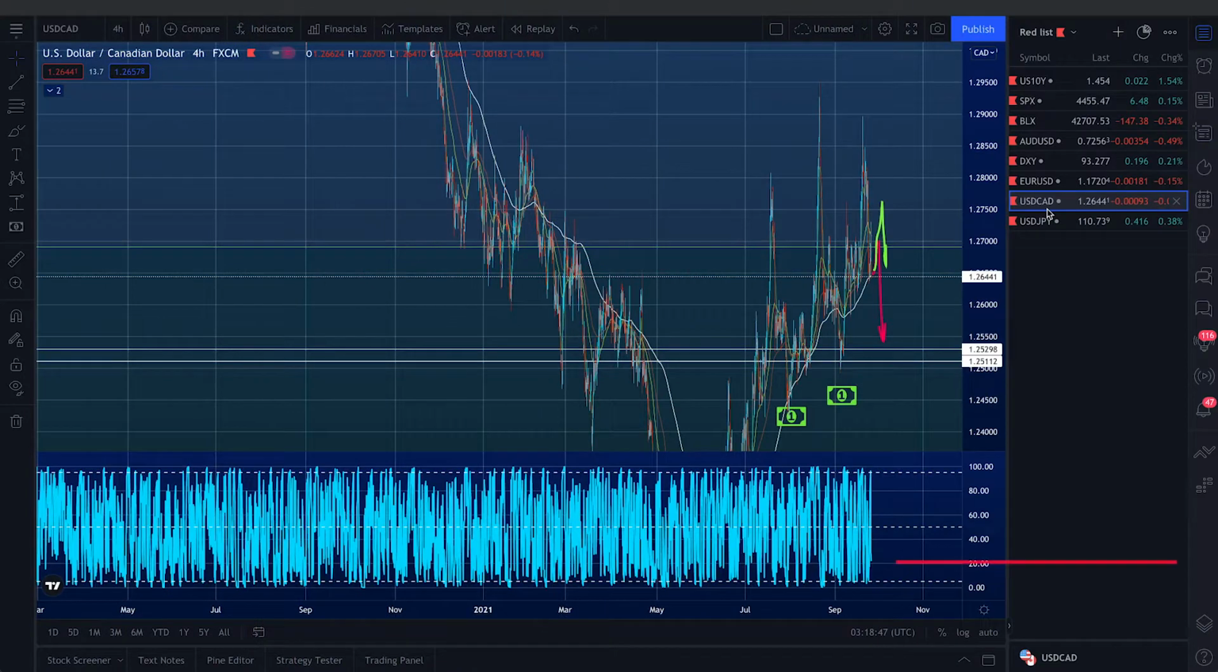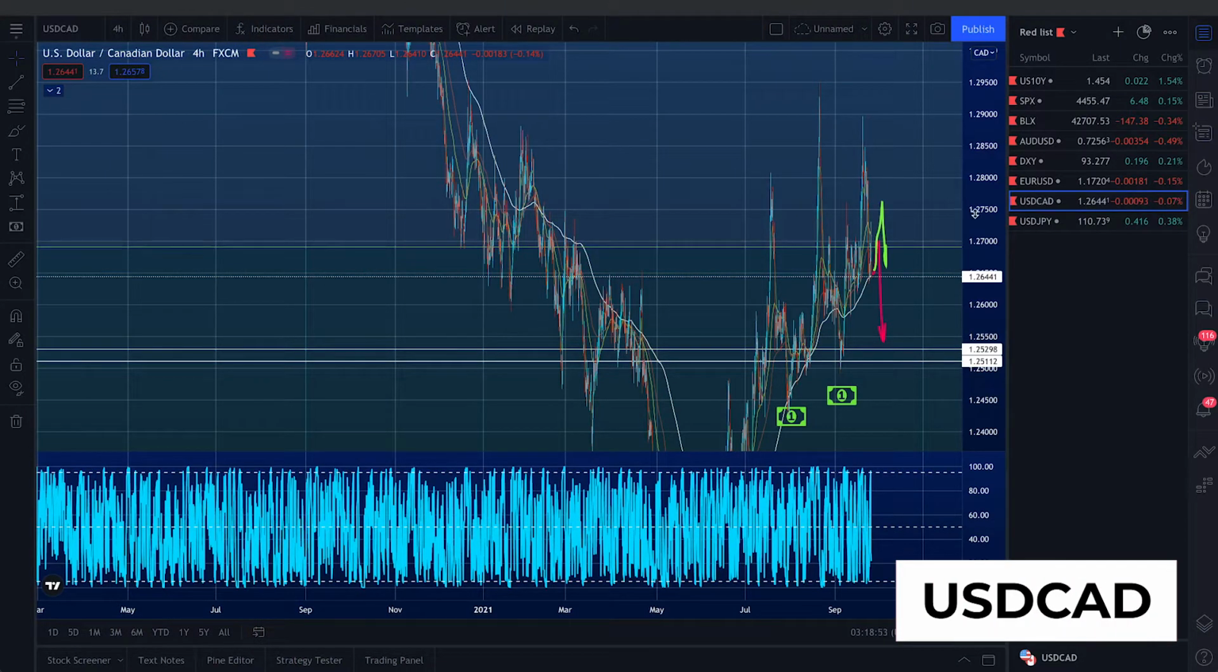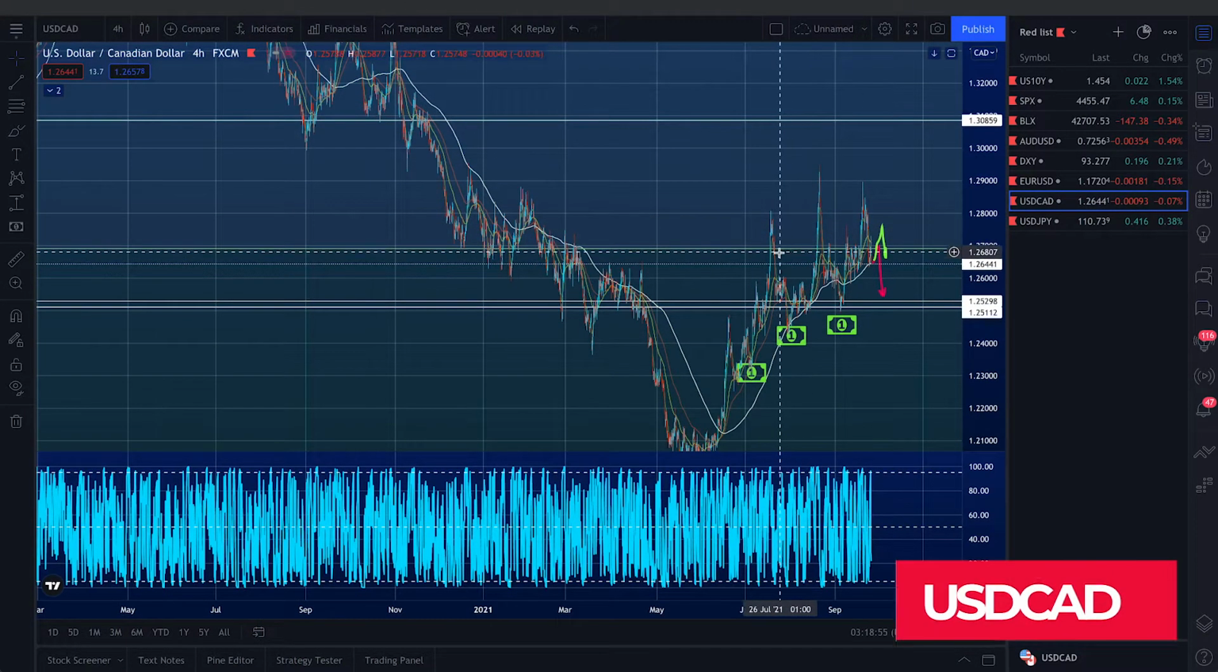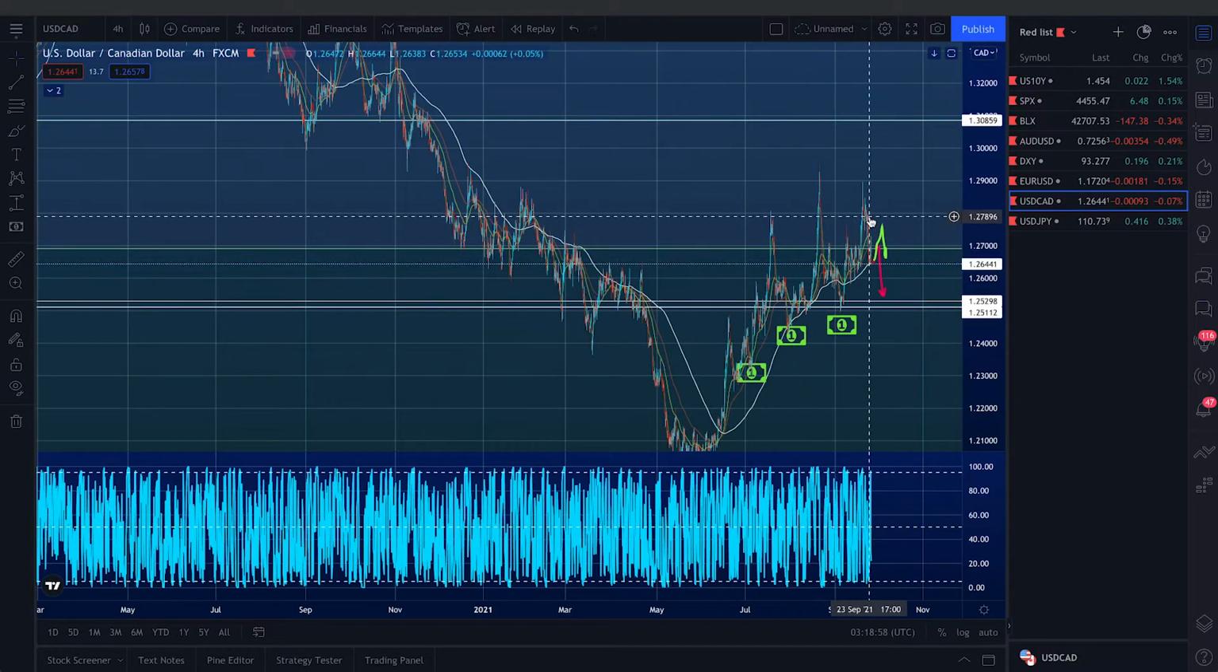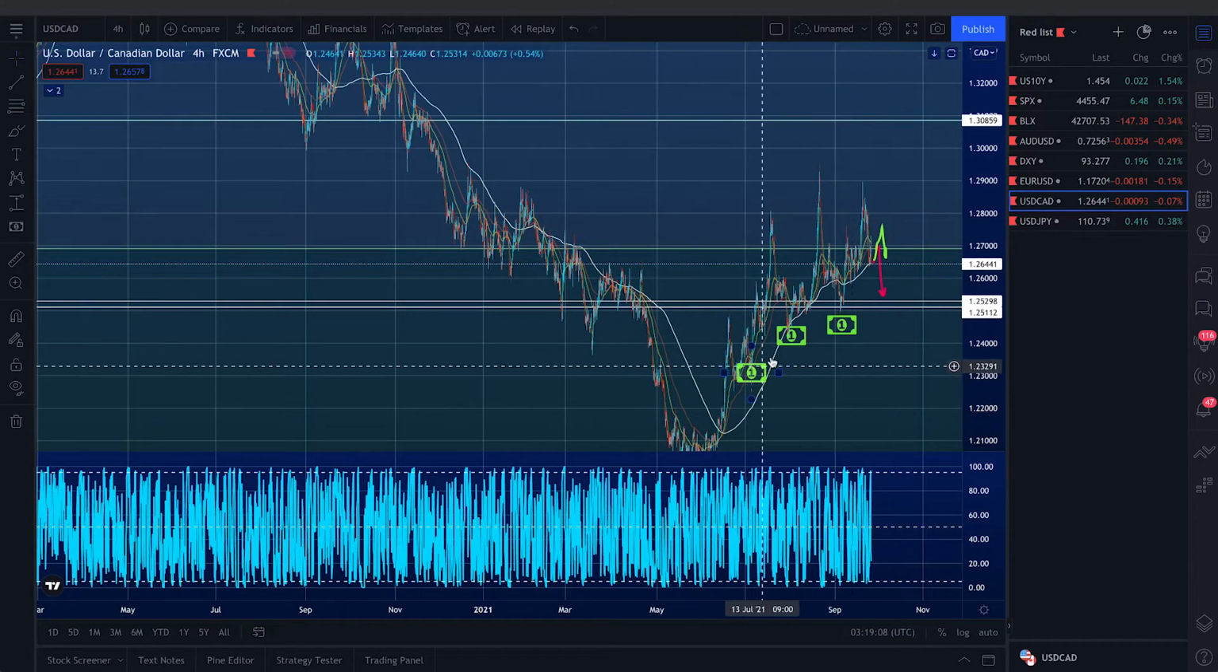Let's talk about the dollar CAD now. So the dollar CAD has been extremely erratic lately since July. At the end of this month, we could see huge volatility coming from this pair before it goes down to liquidate the stop losses placed here, right, by these dollar bills.